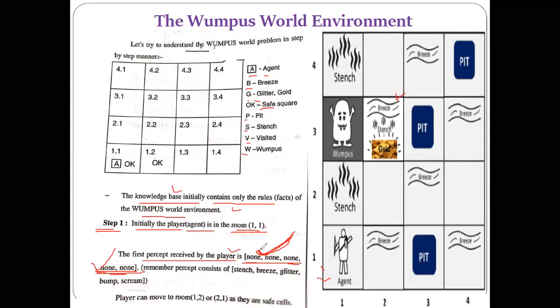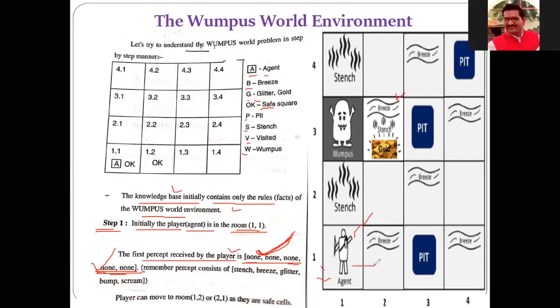Yes, you got the question. Where will the agent go from location 11? Location 12 or 21, because the agent cannot move diagonally. Okay, the agent cannot move like this. The agent can move either in this direction or in this direction.